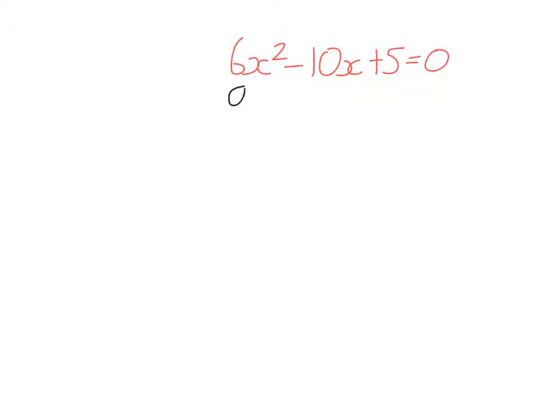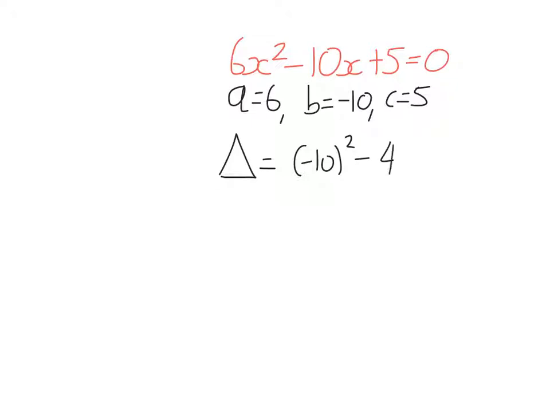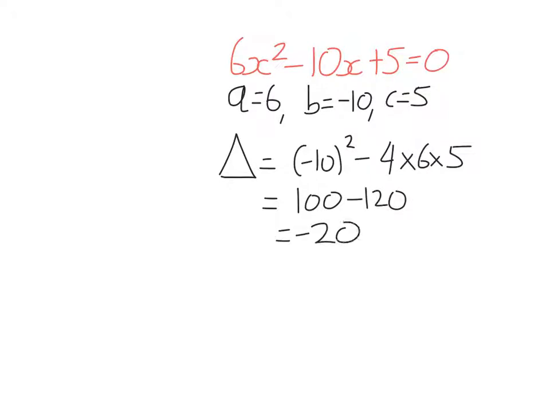So here a is 6, b is the number in front of x, so minus 10, and c the constant term of 5. Before using the quadratic formula, let's check the discriminant. That is b squared minus 4 times a times c. So you actually get 100 minus 120, which is obviously negative 20. Because the discriminant is less than 0, there are no solutions.